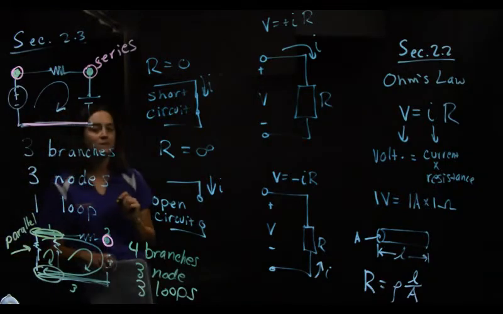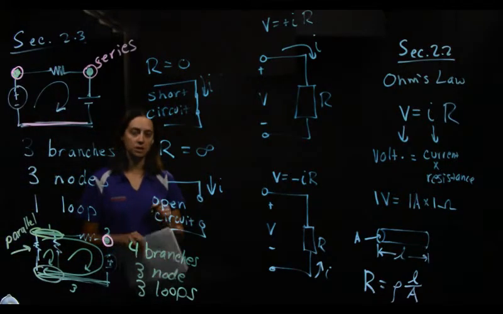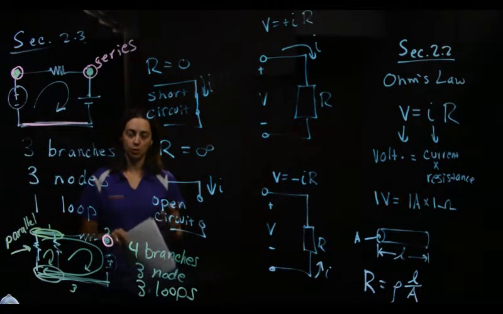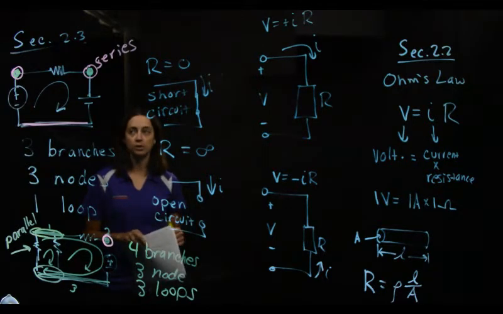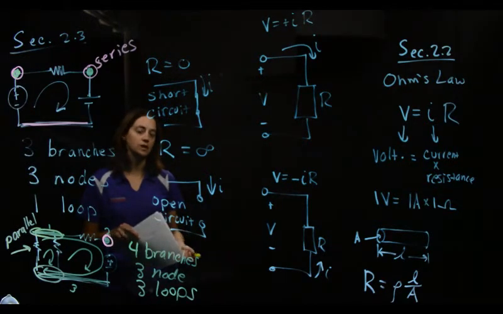So I'm going to say it one more time. Series, they must exclusively share a node. Means you can only have 2 things there. Parallel, they have to share the same 2 nodes. This wraps up section 2.2 and 2.3. You can watch the next video for example problems.